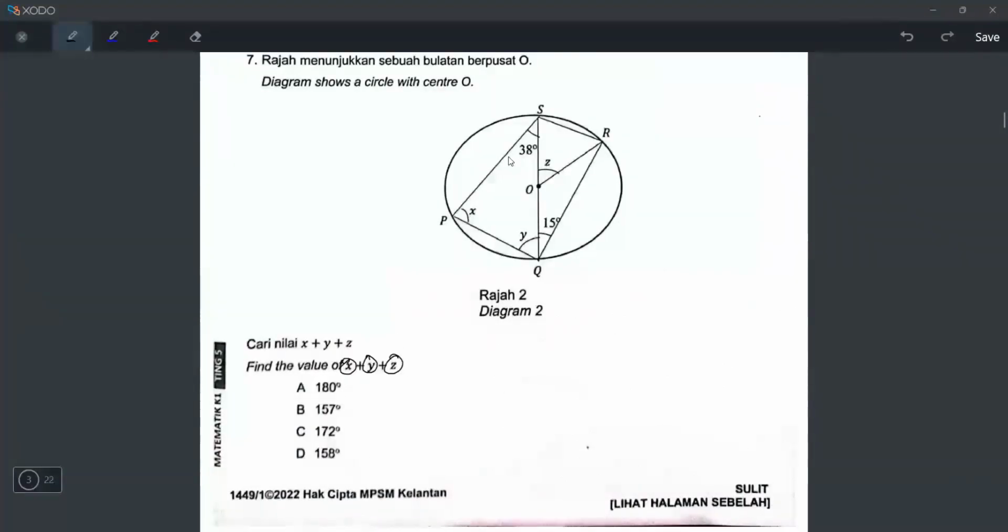But we have to start from info that we know. Which one is the info that we know? The 38 and the 15. Always start from the stuff we know. So the 38 and 15 will for sure help me get to my answer. Will help me how to find X, Y, and Z.